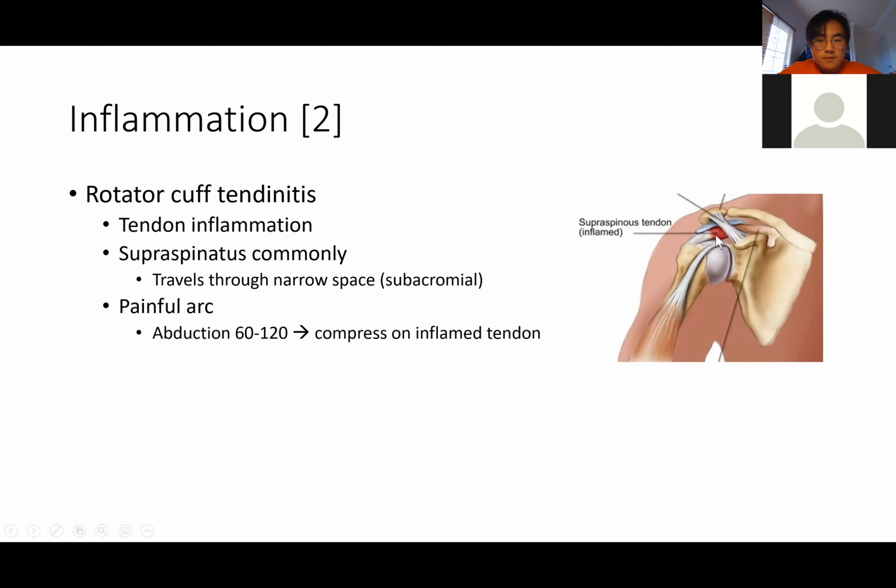So I'll just reiterate here that the supraspinatus abducts your arm for the first 15 degrees. But if the tendon gets inflamed, you can't abduct between 60 to 120 degrees. Why is that? Because if you imagine you're abducting your arm, the more you abduct the humerus, the more the space between the acromion and the humerus is going to compress. Eventually, between the angle of 60 and 120, it's going to compress on your inflamed tendon, causing pain.